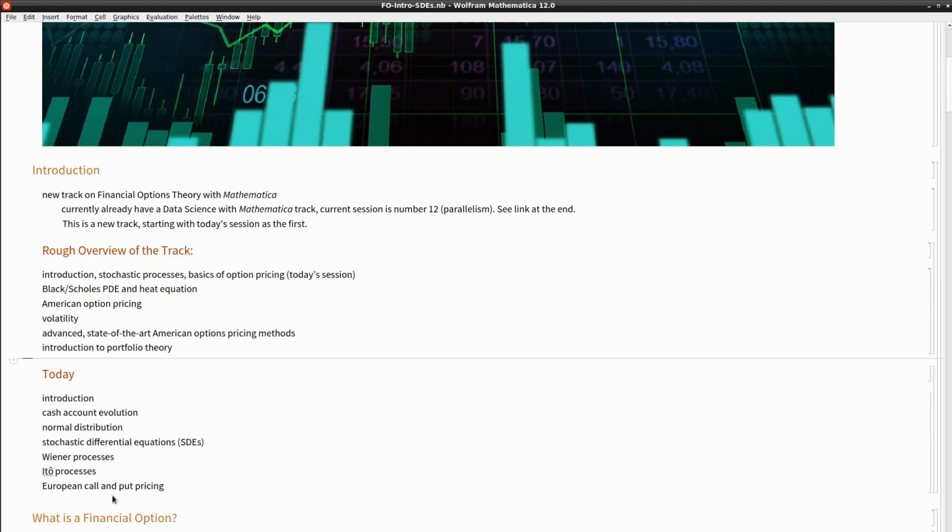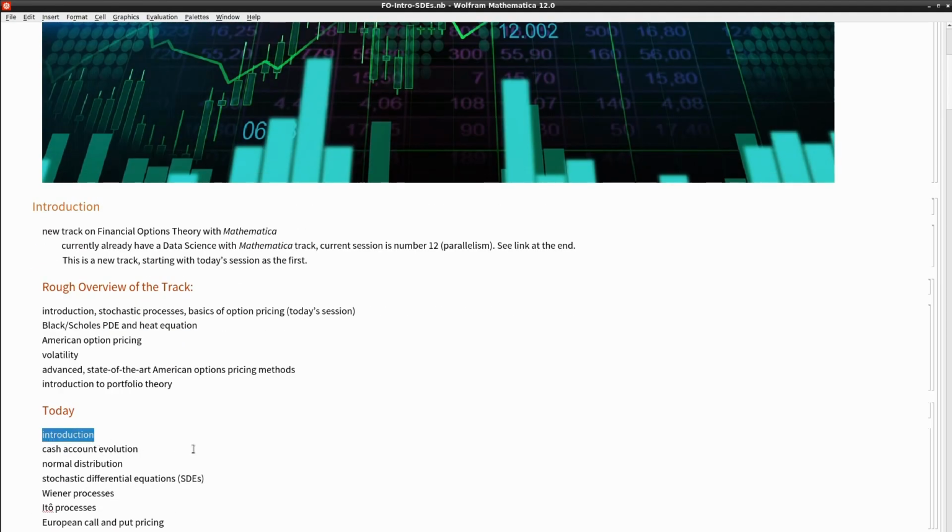So today I'll be giving you an introduction and we start then with a simple cash account evolution. It's like a savings account. You put $100 in a savings account and get interest on it. And we start from there. We start from a simple cash account evolution in order to understand several things that are coming afterwards.